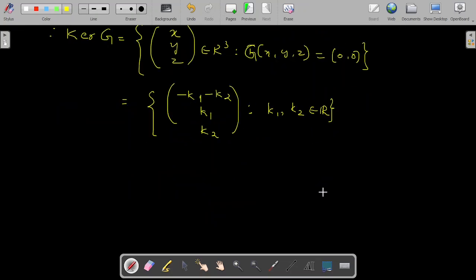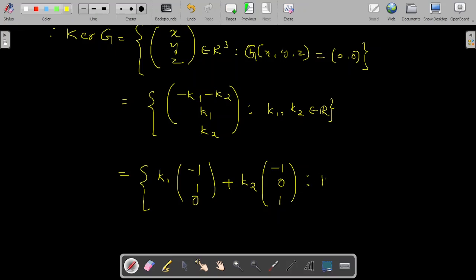Let us simplify this. This is equal to k1, you take common, so you'll get (minus 1, 1, 0) plus k2 from the second vector, then you'll get (minus 1, 0, 1). You have to search for the coefficients, that's it. K1, k2 belong to R.